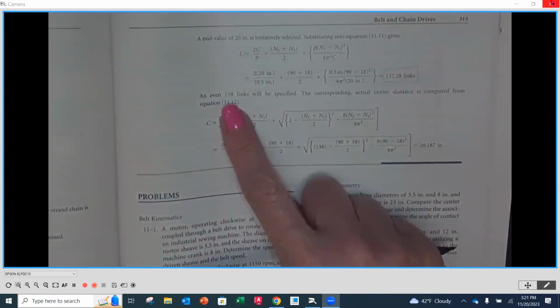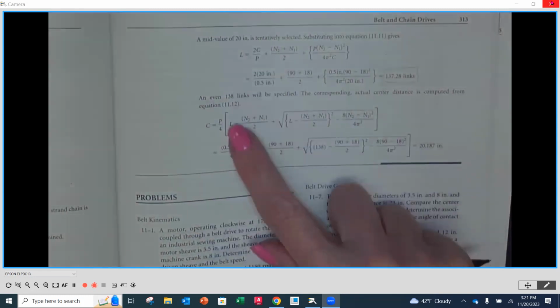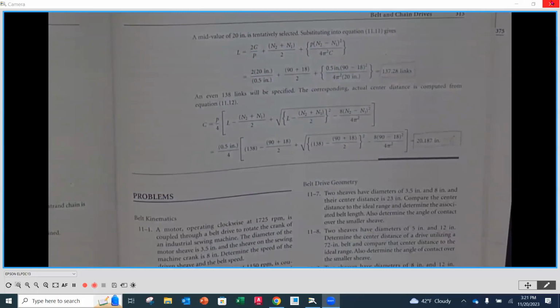Now they redo the calculation to solve for the actual center distance when I have this many links, because it's not going to be exactly 20 anymore, since I am getting 138 links instead of 137.28. They plug that in. The number of links, capital L, is the 138 they settled on, along with the other numbers we have in there. So the actual center distance is going to be 20.187.